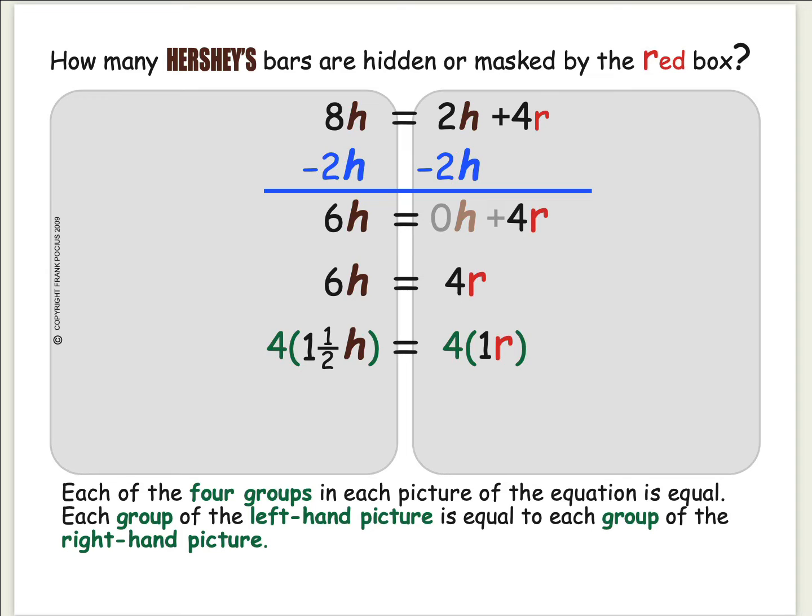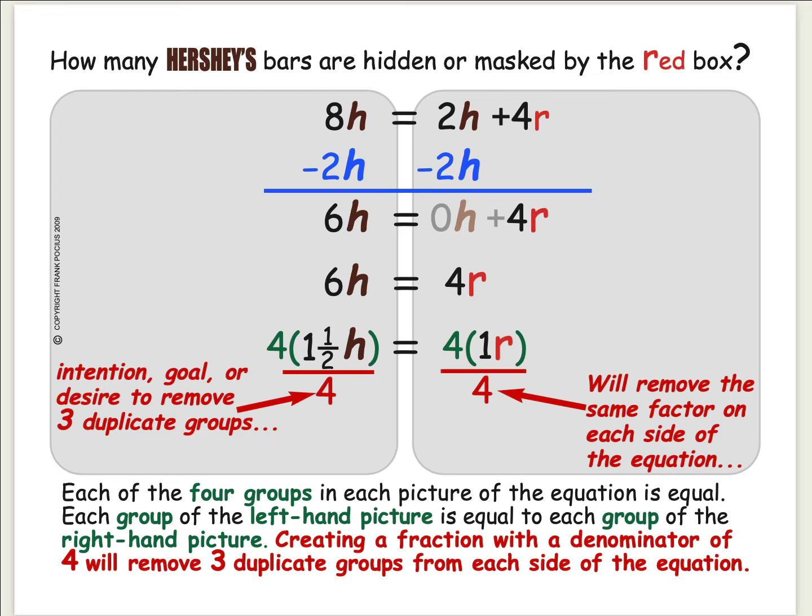Each of the 4 groups in each picture of the equation is equal. Each group of the left-hand picture is equal to each group of the right-hand picture. Creating a fraction with a denominator of 4 will remove 3 duplicate groups from each side of the equation.